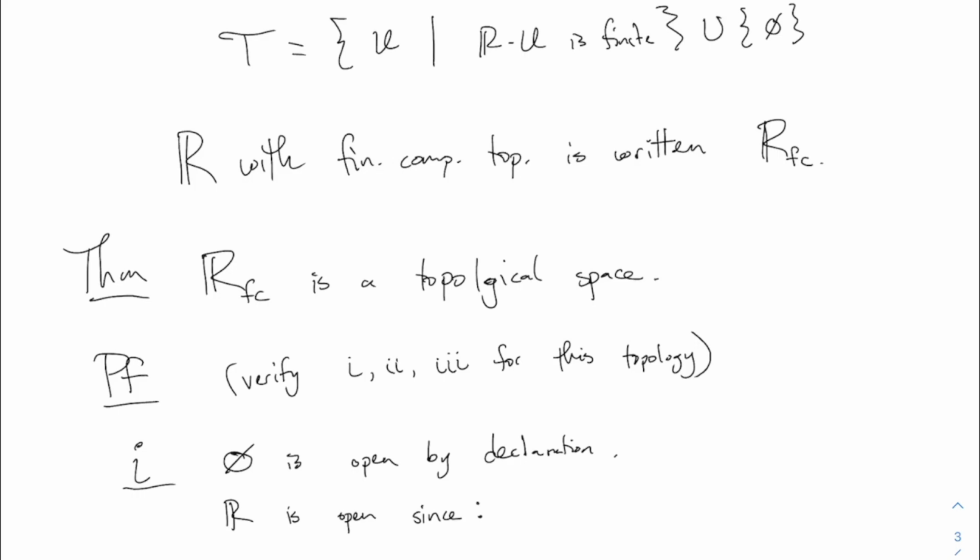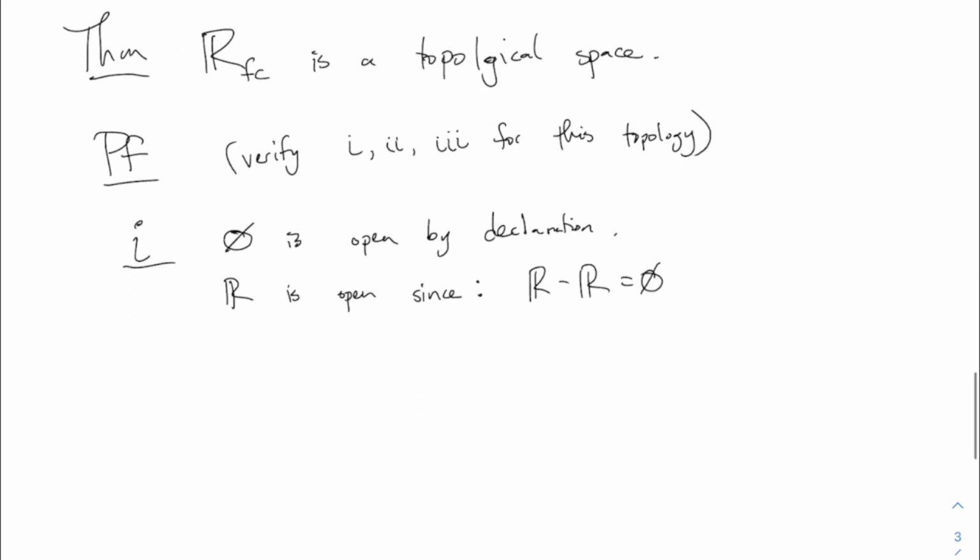remember, open means the complement, that is R minus U, is finite. So if I want to show that R is open, I need to demonstrate this where in place of U, I'm using R. So really I have to consider R minus R. What is R minus R? That would be the empty set. Yeah, the complement of the entire space is the empty set. And what I need to demonstrate is that the complement is finite. So is the empty set finite?